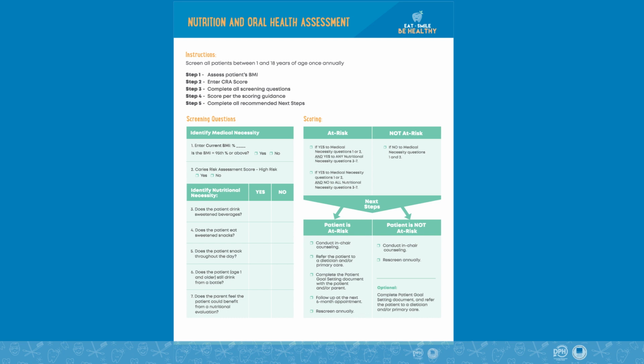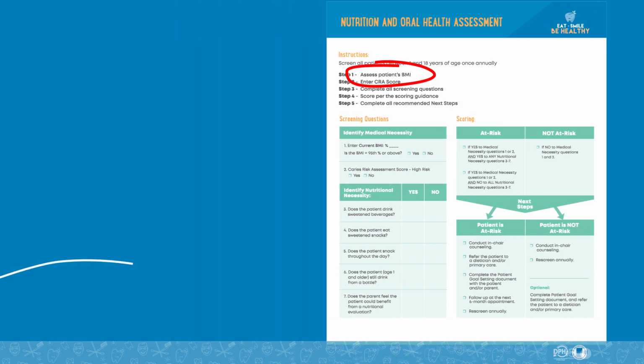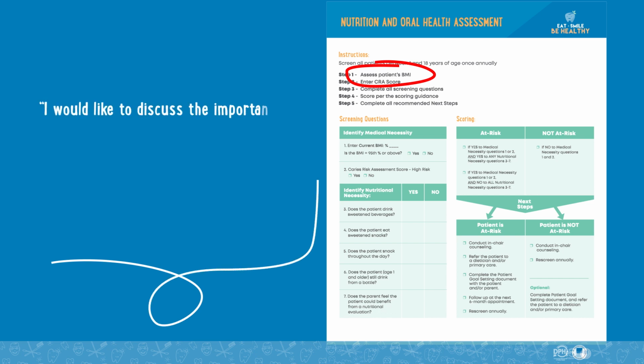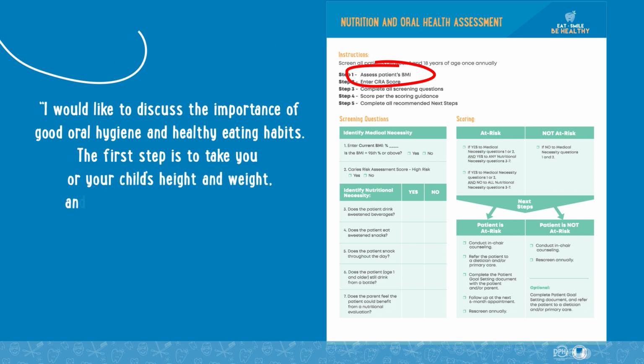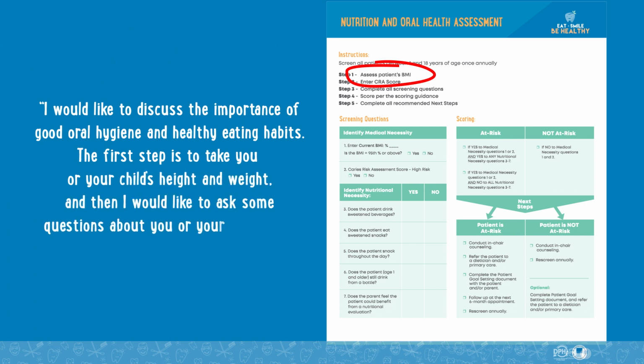The next step in learning more about a patient's health and risk factors includes completing the nutrition and oral health assessment. Before starting this, however, your patient's BMI must be collected. This can be a good opportunity to explain the importance of nutrition and oral health. You can say something like, "I would like to discuss the importance of good oral hygiene and healthy eating habits. The first step is to take you or your child's height and weight, and then I would like to ask some questions about you or your child's diet. Is this okay with you?" It is also important to mention that the assessment is for patients 1 to 18 years old, and screening should occur annually. While 1-year-olds can participate, BMI is not required.